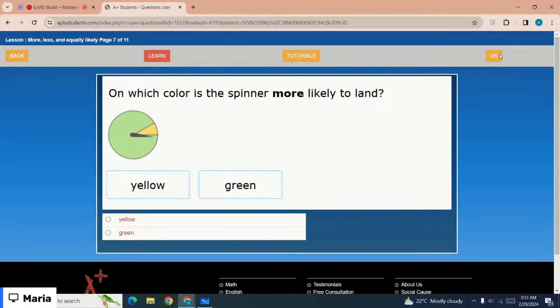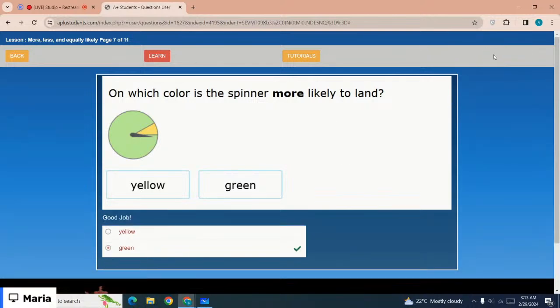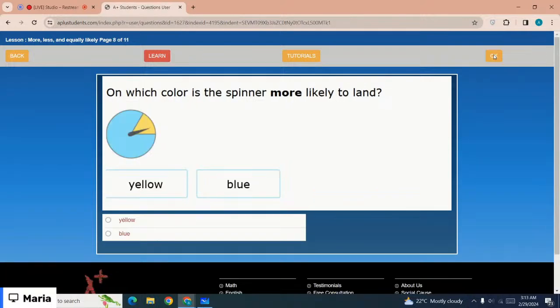Now the question is more likely to land. Obviously, the one that has the more portion, it will land. So green color is the more, so it will more likely land on green. Because you don't understand the question, you just answer right away. That's why you got the wrong answer. The correct option is green. On which color is the spinner more likely to land? Which is the correct option?